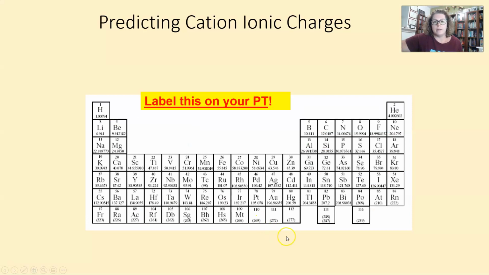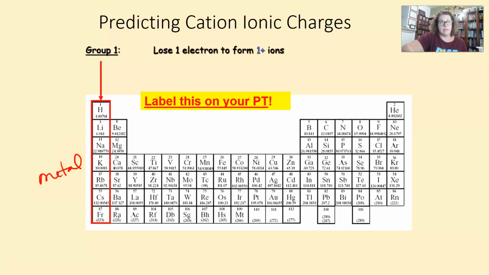So what side of the periodic table likes to do what? If you have your periodic table, or push pause and go get it, you're going to want to label your periodic table with the following groups and who does what. So we're talking about the metal side first. And remember, the metal side is this side of the periodic table. Okay? So on the metal side, everybody in group 1, they only have one valence electron. And because they have only one valence electron, they will only lose one.